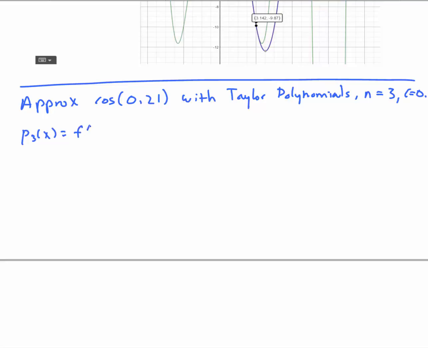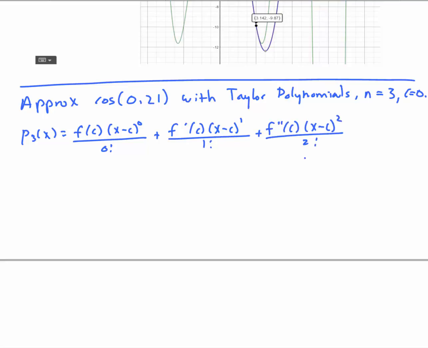We want a third degree, so we need P3 of x. So that's going to be f of c, x minus c to the 0 over 0 factorial. And again, I know that most of this cancels into 1, but I want you to see the pattern, because eventually it's going to be very important that we be able to look at that pattern clearly and easily to figure out what's going on. So P3 of x. So f of c, oh wait, I forgot to do my table here. So let's go ahead and insert our table.